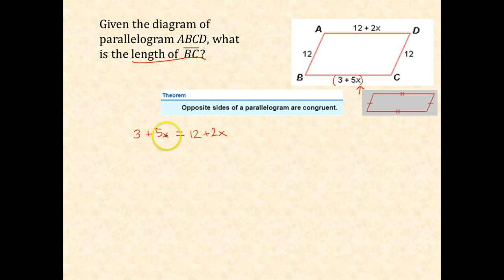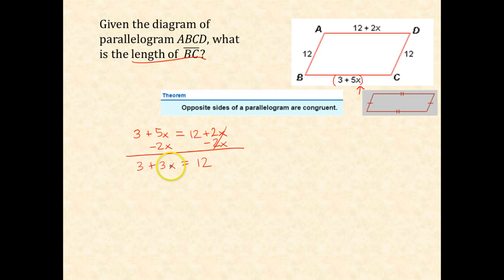Well, I have 5 x's on the left and 2 x's on the right. I'd like to have all my x's on one side of the equal sign. So I'm going to subtract these 2 x's off both sides of the equation, because that'll get all the x's off of this side. So then I got 3 plus 5x minus 2x is 3x equals 12.